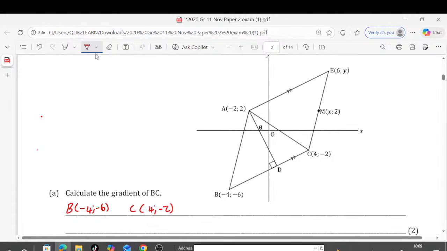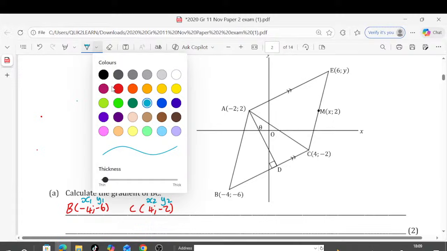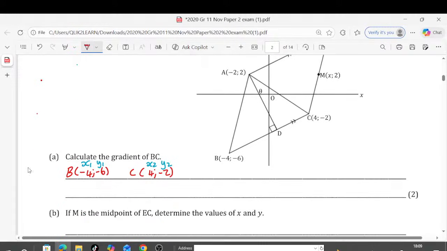I said that if we are looking for the gradient, please make sure that you name your points. The first point is going to be x1, y1. This will be your x2, y2. This is how we answer analytical geometry questions, because we definitely work with points. So it's very important that you name your points as x1, y1, and so on. They want the gradient of BC. The formula that we use is y2 minus y1, everything divided by x2 minus x1.